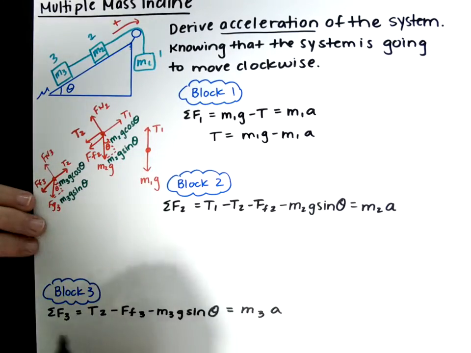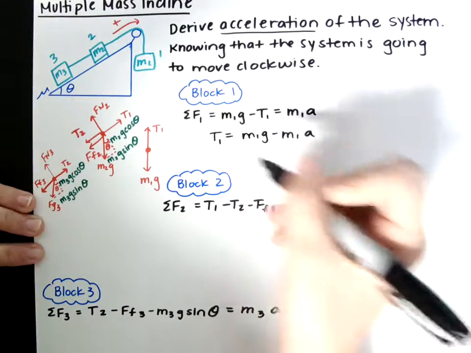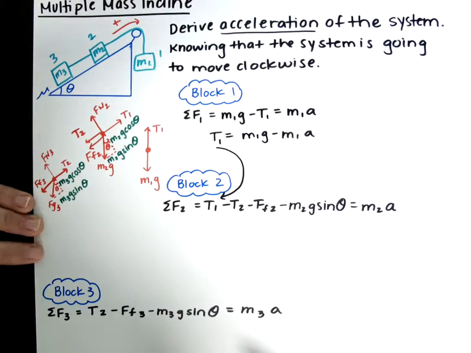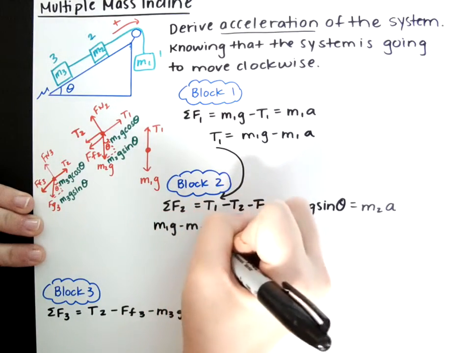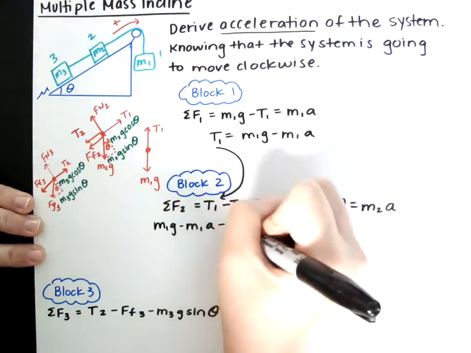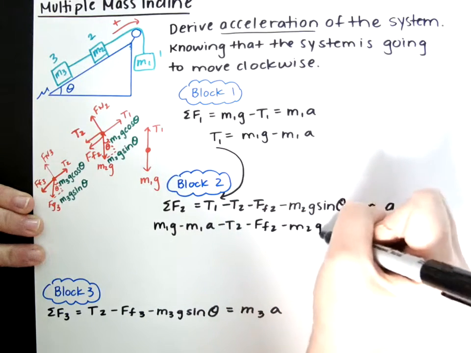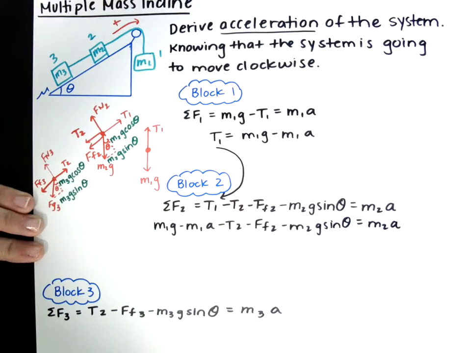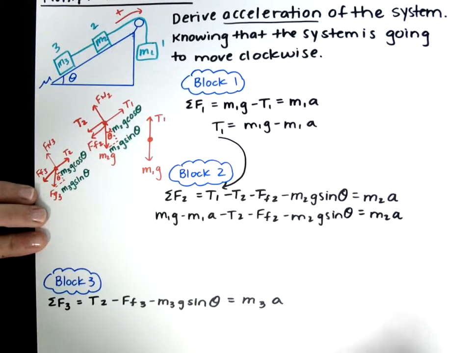Basically, we want to get rid of these T1s and T2s. So we're going to plug this T1 into our equation in block 2 for T1. And we get M1G minus M1A minus T2 minus force of friction 2 minus M2G sine theta equals M2A. So we can do the same thing for our block 3 and solve for T2. So let's solve for T2.